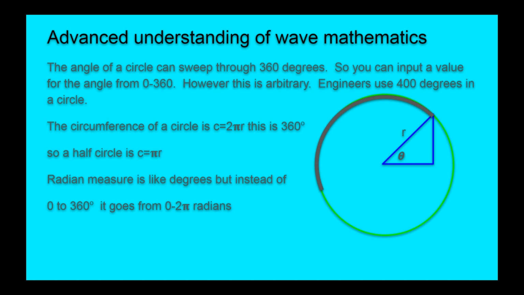A half a circle is 180 degrees. With the circumference formula, that would just be pi r. So radians are like degrees, but they go from 0 to 2 pi, not 0 to 360.